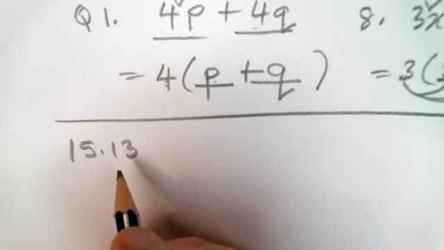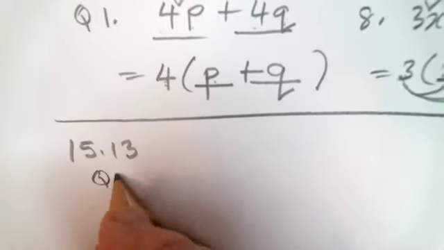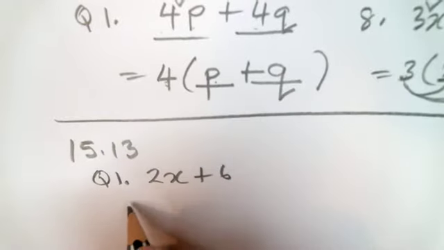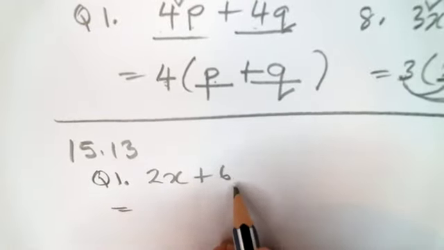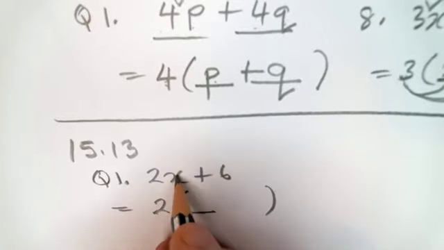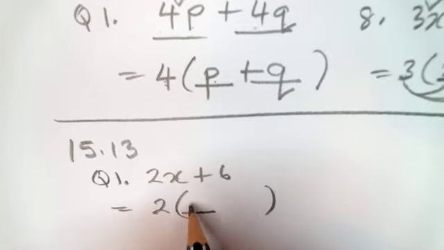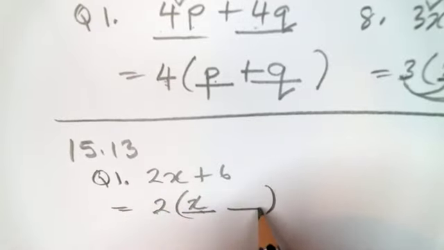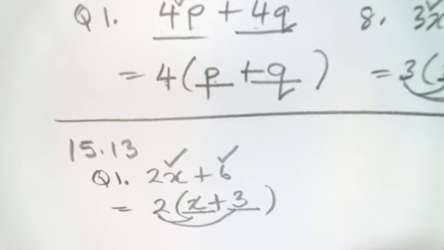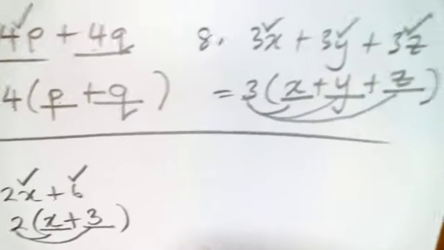I'm going to start with question 1. It says 2x plus 6. So what's common to 2x and 6? Well, 2 is common. That's put outside the bracket. What times 2 makes 2x? Well, x would be the answer. And what times 2 makes 6? Plus 3 would be the answer. Because 2 times x is 2x, and 2 times 3 is 6. Works well. Let's try a different one.